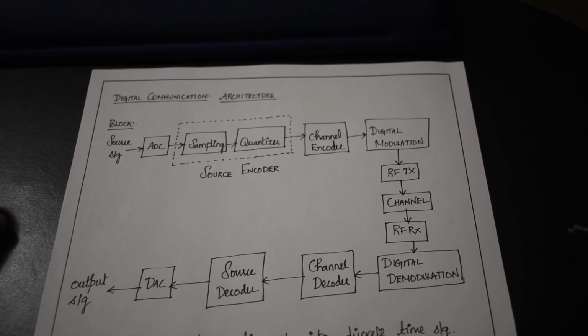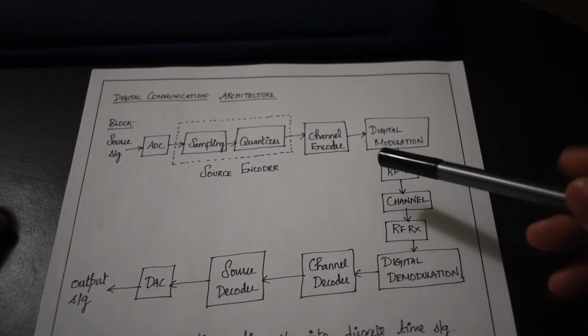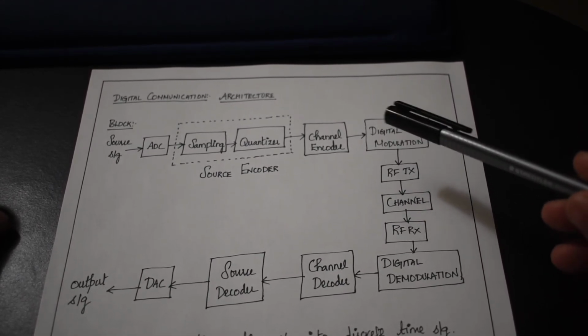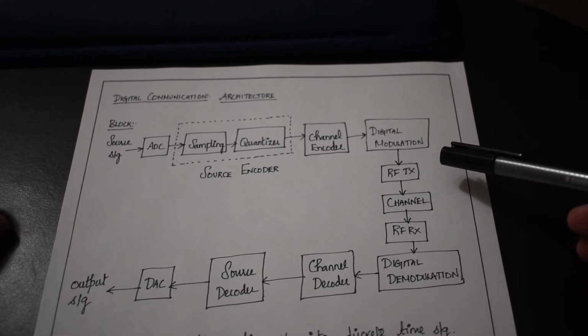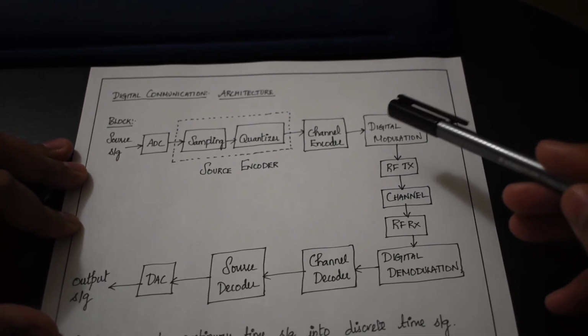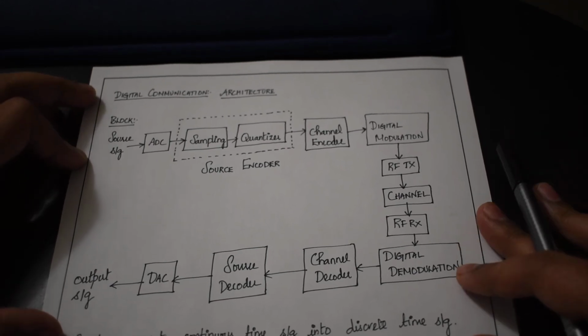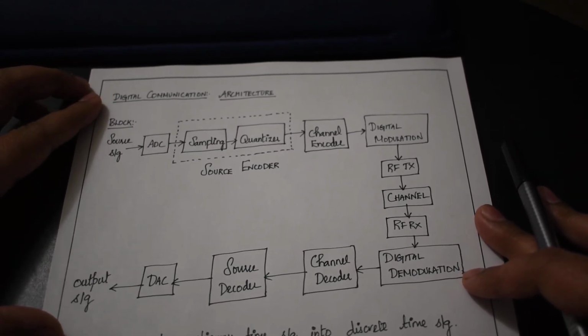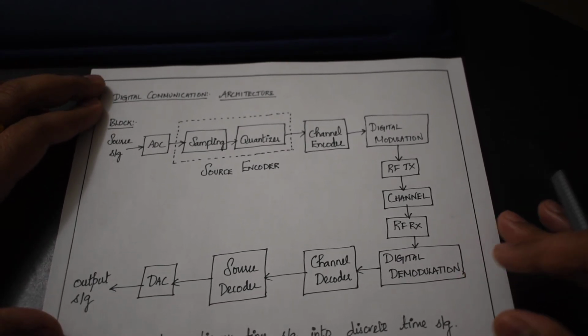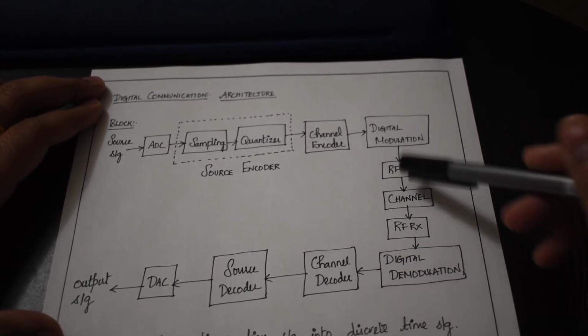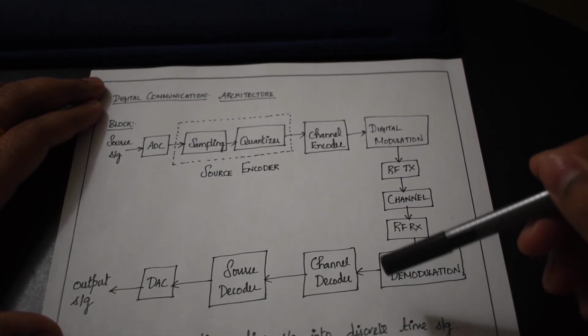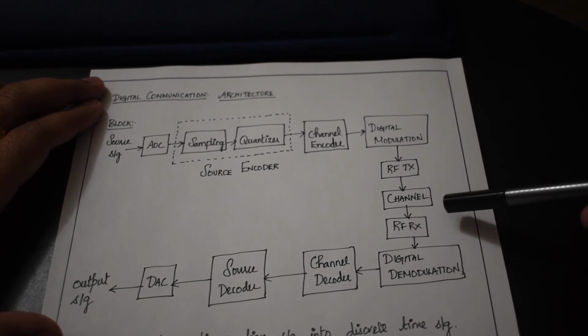So today we are going to see the fourth video on the block diagrams or the architectures in communication. So this is the fourth one. Today we are going to see about the digital communication architecture. This is the basic building block of digital communication. So let's get into it.